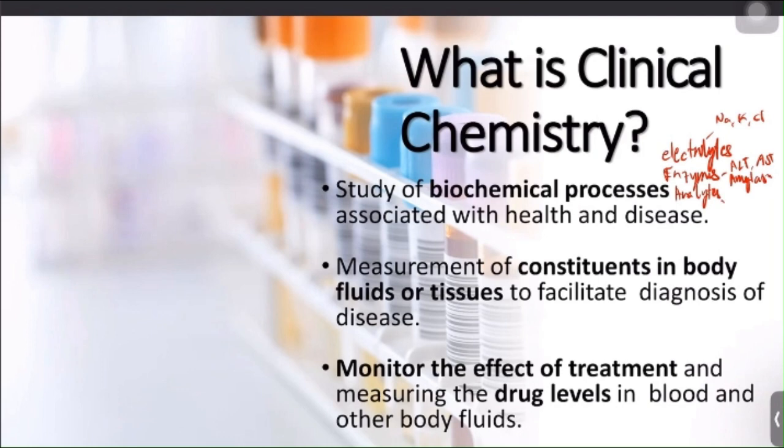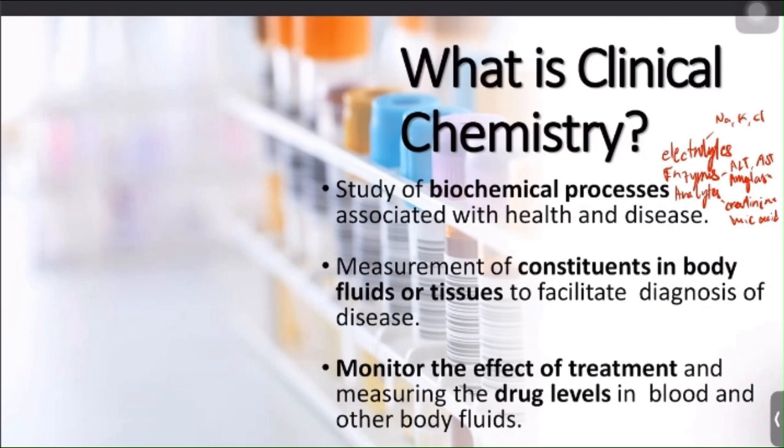For your analytes, you do have creatinine, the metabolic waste products, and uric acid. Those are found in your clinical chemistry section. So, this is the measurement of constituents in bodily fluids or tissue to facilitate diagnosis of disease. As I said, we do provide supporting information to physicians in order for them to establish their diagnosis, then monitor the effects of treatment and measure drug levels in the blood and other bodily fluids.